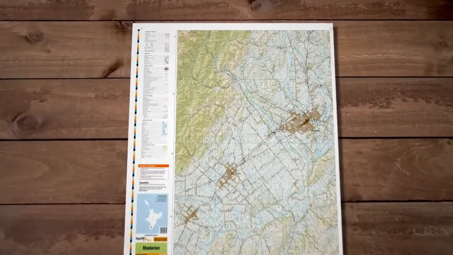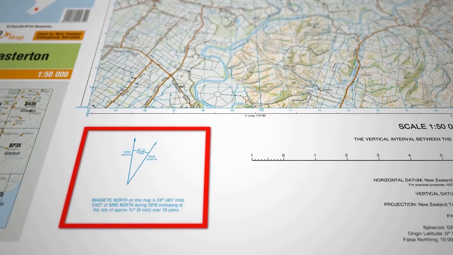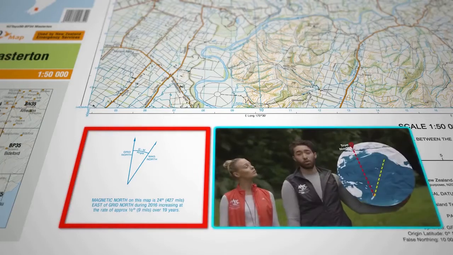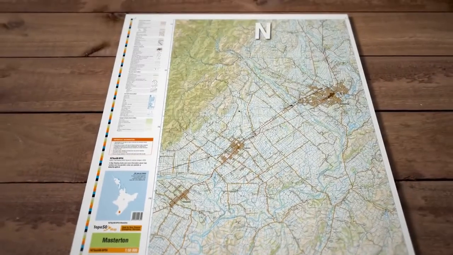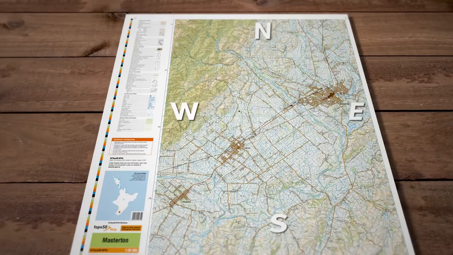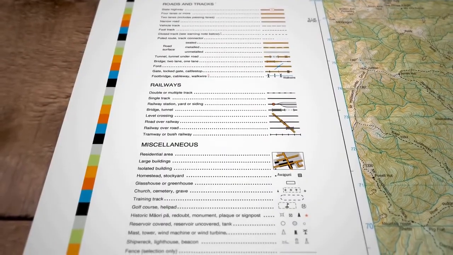You can also find a North Point diagram at the bottom of the map. This helps you adjust for the difference between true north and magnetic north. There's more on this in our How to Use a Compass video. For now, just remember that north on your map is at the top and south is at the bottom. That makes the right-hand side east and the left hand west. You'll know which way is up because all of the words will be up the right way.